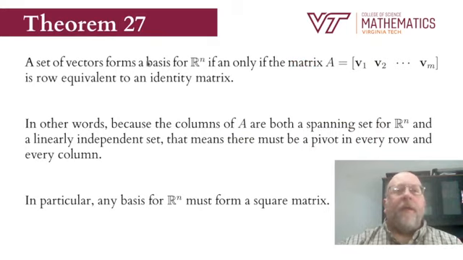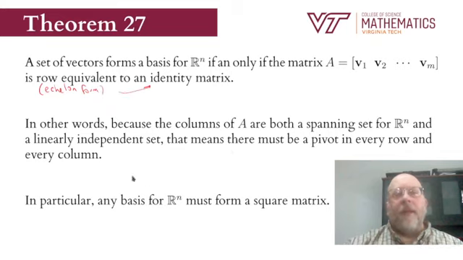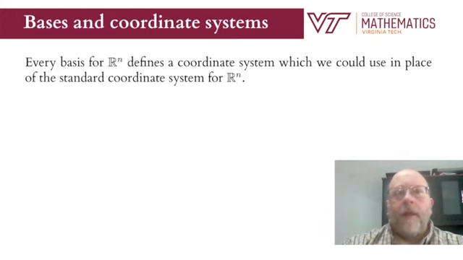We have a theorem. A set of vectors forms a basis for Rn if and only if this matrix is equivalent to an identity matrix. In other words, because the columns of A are a spanning set and a linearly independent set, there must be a pivot in every row and every column, which means that the echelon form just looks like an identity matrix. And that means that any basis must form a square matrix. If it's not square, we can't have a leading entry in every row and in every column.